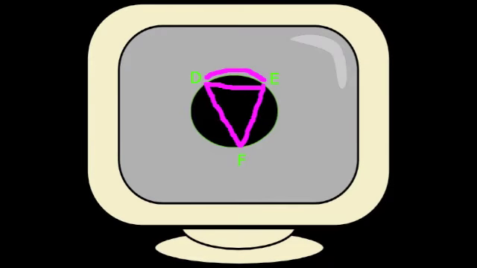Today I would like to show you a video about Objective 52. The first thing I will show you is DEF, which shows an inscribed angle whose vertex is on a circle and whose sides contain chords of the circle.